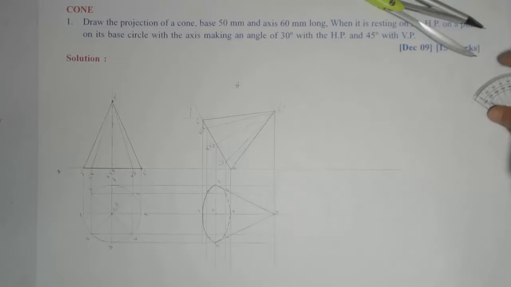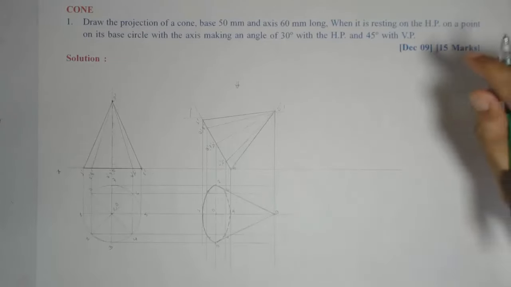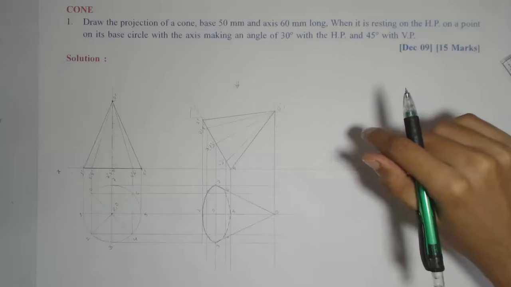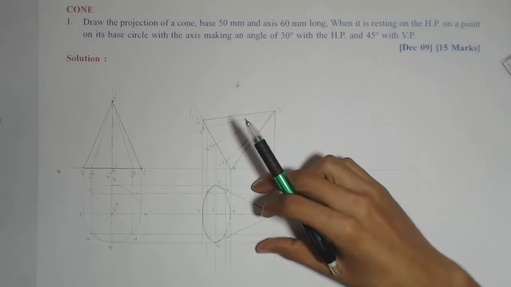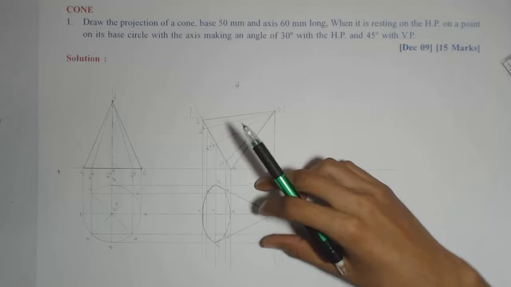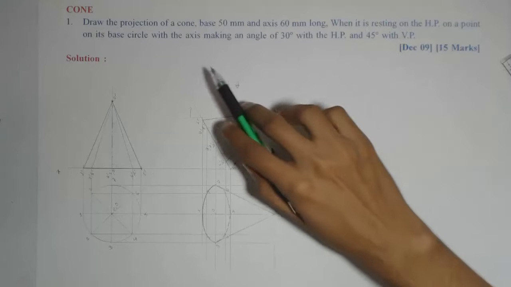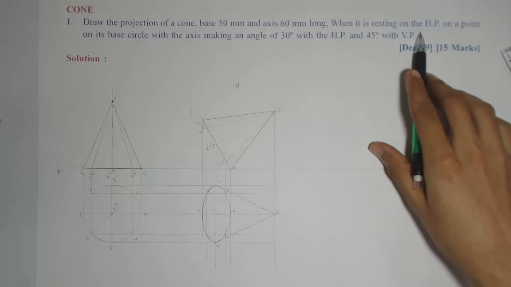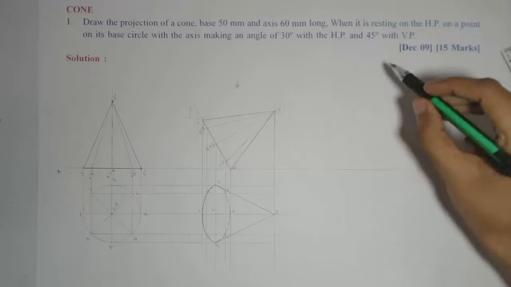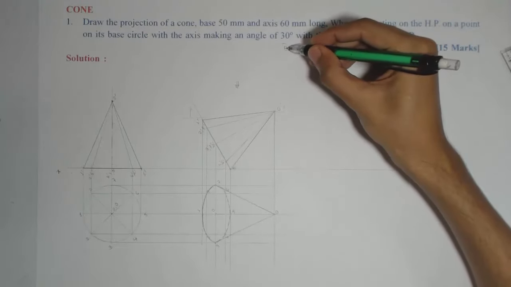Okay. Now this completes the second stage. Now for the third stage, we need to redraw the top view, and for that we need the condition with the VP, and the condition given is axis making an angle 45 degree with the VP.